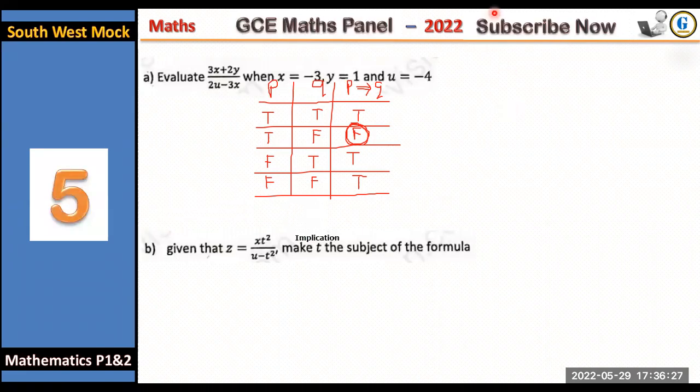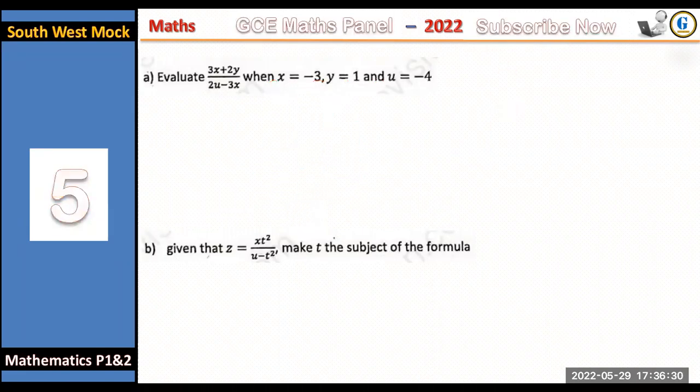So this is question 5, and question 5 reads: evaluate (3x plus 2y) all over (2u minus 3x), when x equals -3 and y equals 1 and u equals -4. So I want us to find the numerical value of this expression. How do we find the numerical value of this expression? By just substituting these values, right?